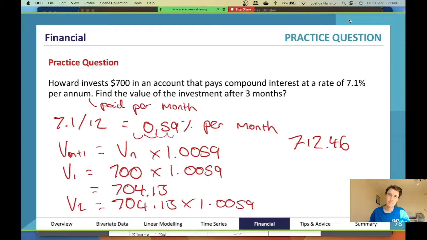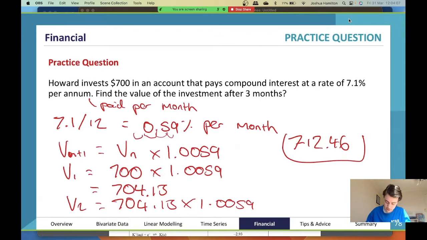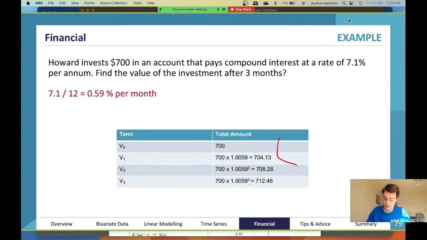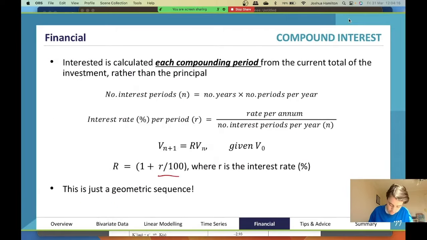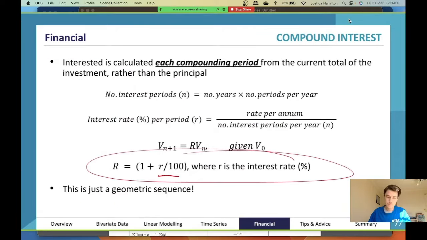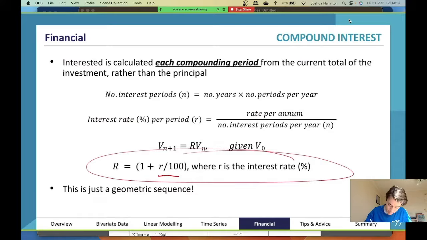I was thinking financial solver. So that's your answer there. And as you can see, you could have done it by an nth term way as well. Now, people ask, how did I get this value here? I used this formula here. So I went, all right, my little r value is this one here. So I had 0.59. So I went 1 plus 0.59 divided by 100, and you end up with 1.0059. That's how you go about it.